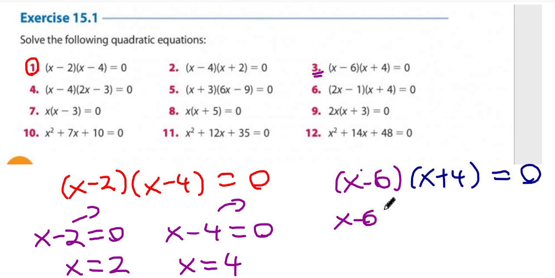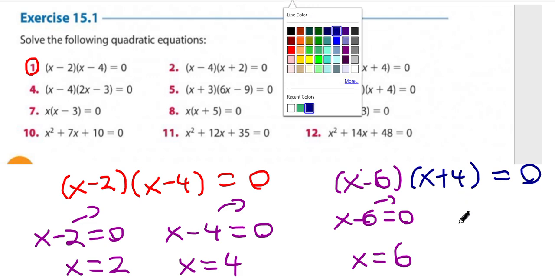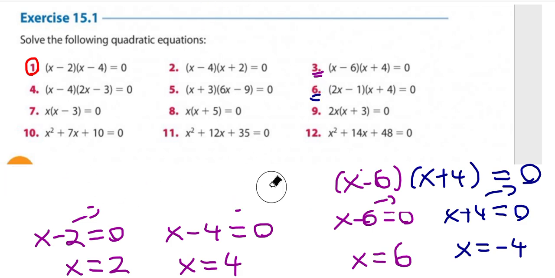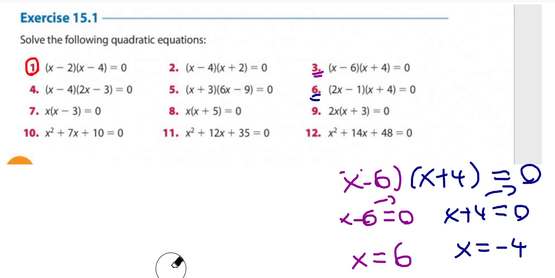x minus 6 equals 0, so what happens to the 6? So your answer is x equals 6. Now let's blame the blue one. x plus 4 equals 0. Bring it over to your side. x equals minus 4. Is that okay? Okay. Well, you do the same thing for question 6, but question 6 has a small little change up in it. So try it out for me.